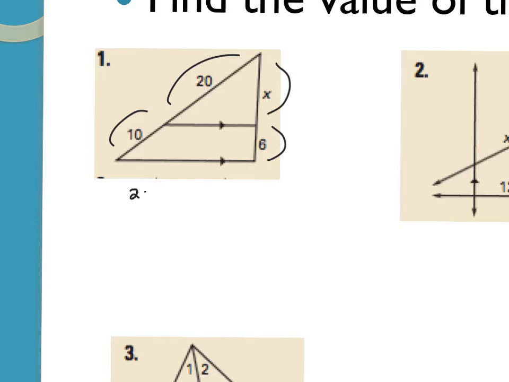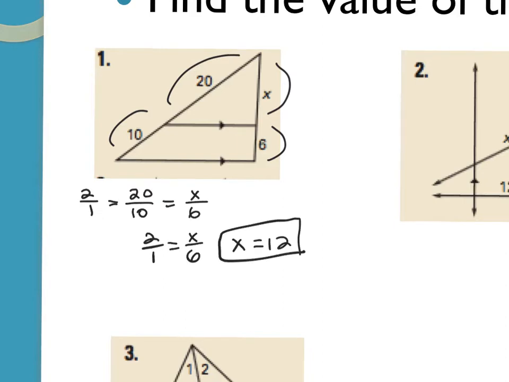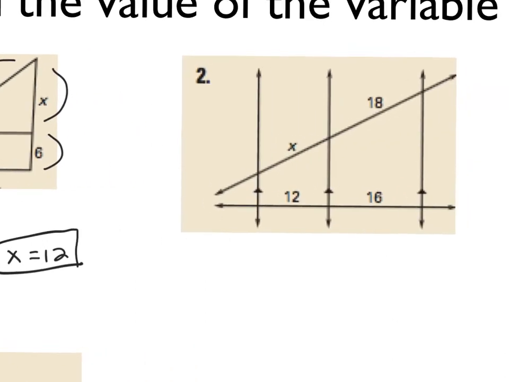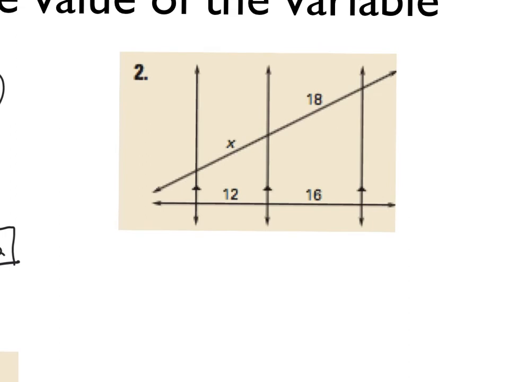So probably easiest was 20 to 10 because that would reduce to 2 to 1. So then 2 over 1 equals x over 6. Cross multiply and you should get x equals 12. Questions on that one? All right, number 2 is now dealing with 3 parallel lines cut by 2 transversals.